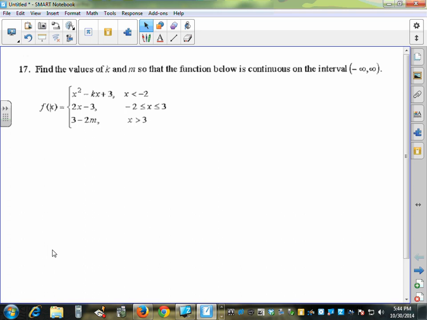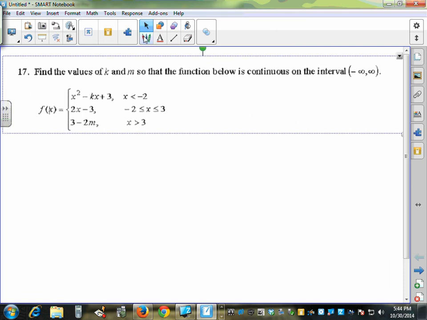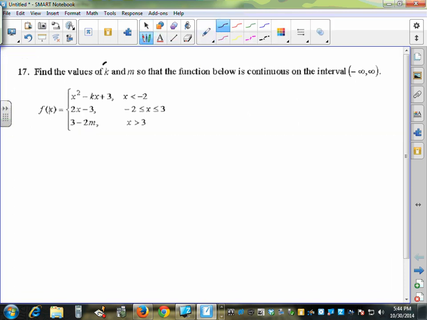Welcome to Calculus Homework, a special worksheet on finding values of a, k, b, and other variables that would make a function continuous. On that worksheet, the first one is number 17, and we want to find the values of k and m so that this function would be continuous on this interval.